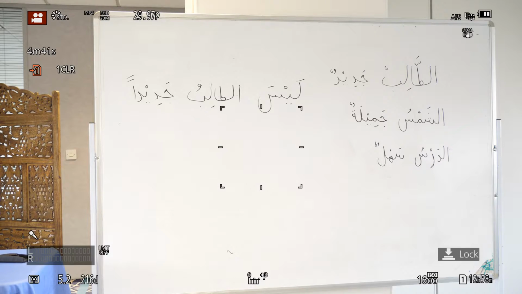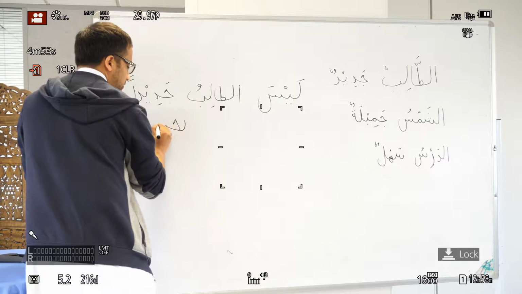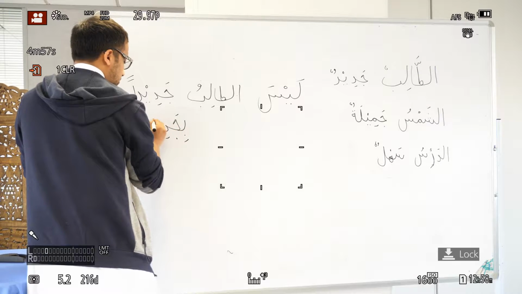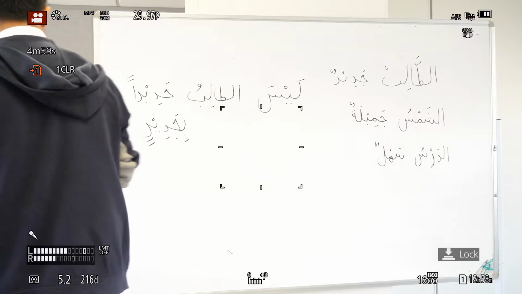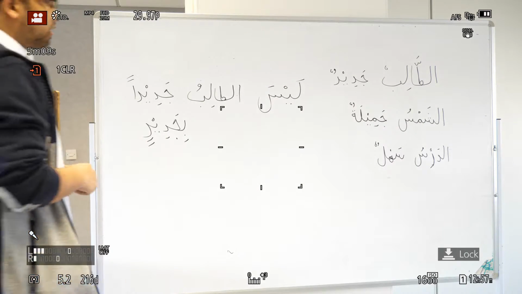What's the other way of saying it? There's 2 ways. What else can we do? You add the ba to what? The mubtada or the khabar? So what's the other way? Laysa at-talibu bi jadidin. So there's 2 ways you can say it. So you say laysa at-talibu jadidan or laysa at-talibu bi jadidin. Okay. We're going to go through that.